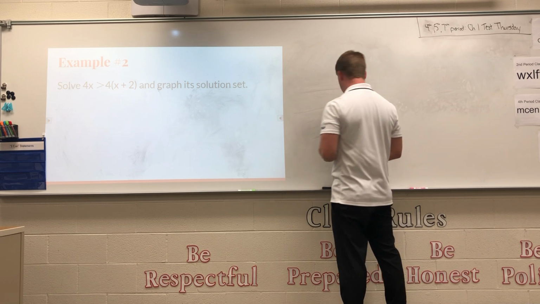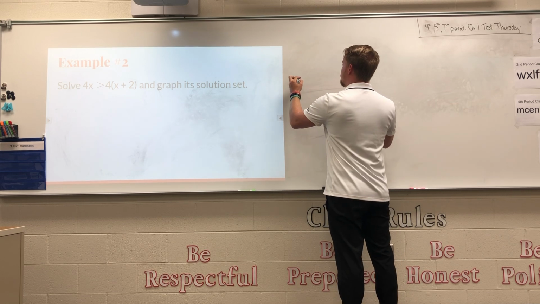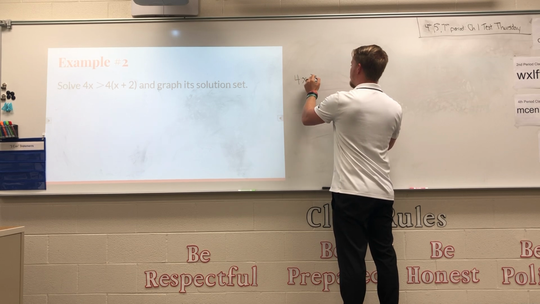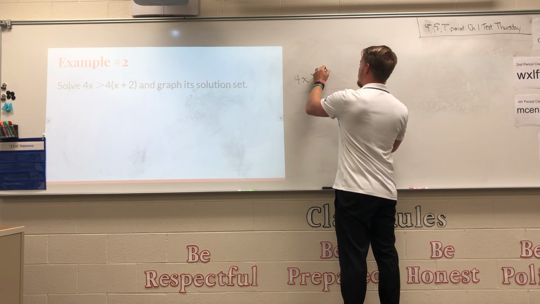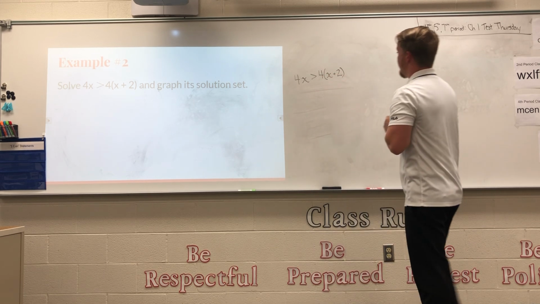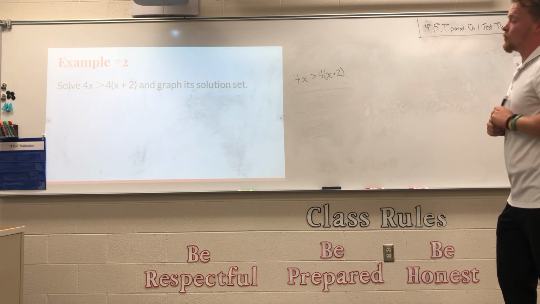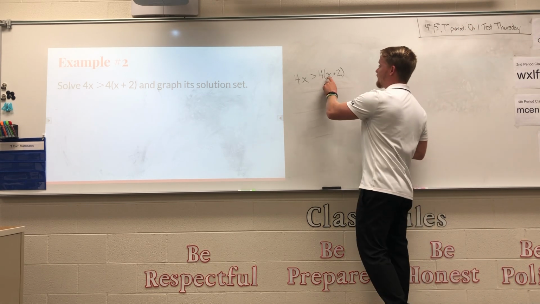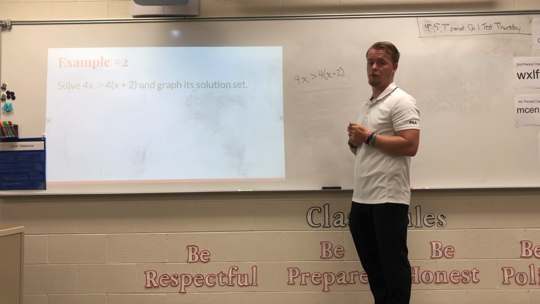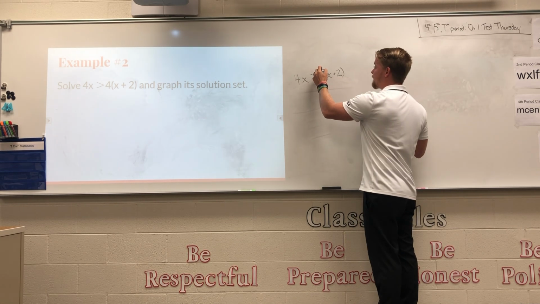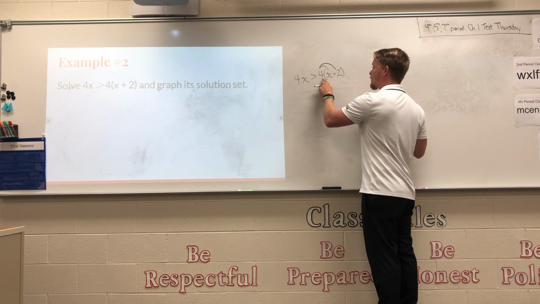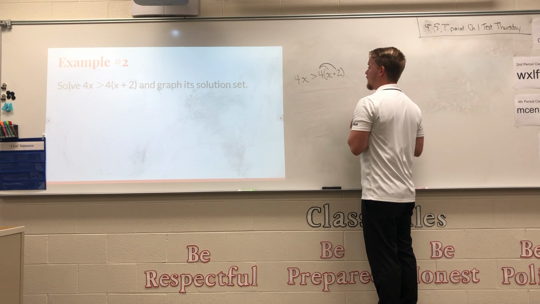So we write that down. We have 4x is greater than 4 times x plus 2. So first thing, when you see these parentheses, you need to distribute that 4 through. So what that means is I'm going to multiply 4 by each term on the inside. So that means I have to multiply 4 by x and multiply 4 by 2.